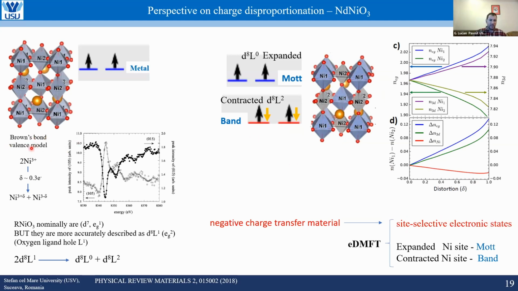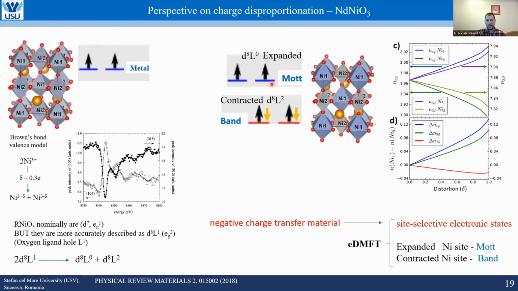Now, the bond valence model starts from nickel 3+ and goes to some charge disproportionation. Of course, well before we did this calculation, people realized that for rare-earth nickelates, nominally you would say it is D7, and then you have octahedra, with 6 electrons in T2G and 1 electron in EG. But to describe the physics, they had to invoke a different terminology, which is called negative charge transfer material, where at high temperature I have a D8 configuration, but a hole on the oxygen. And now what's happening is, if I take 2 atoms where I have D8 and 1 hole, it goes to D8 and no holes.